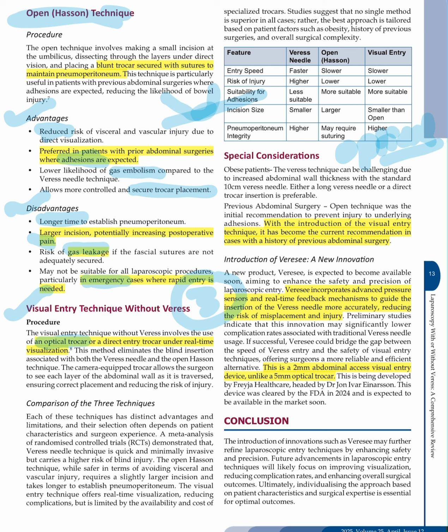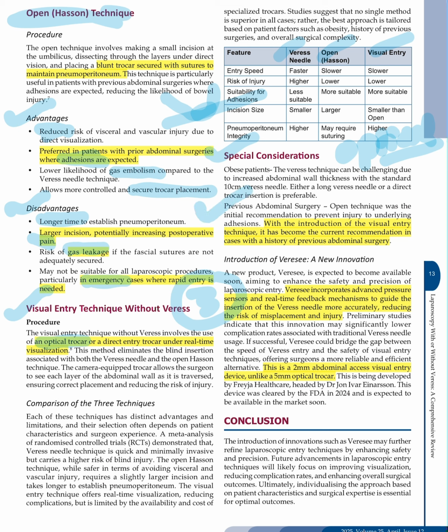So there are some differences between these three techniques: Veress, open and visual technique. Entry speed is faster in Veress compared to open and visual. Risk of injury is higher in Veress because it's a needle. For adhesions, more suitable are open and visual entry. Incision size is smaller in Veress, and pneumoperitoneum is quicker in Veress. Especially in obese patients we can use the visual entry technique. Previous abdominal surgeries also, the visual entry technique is best.